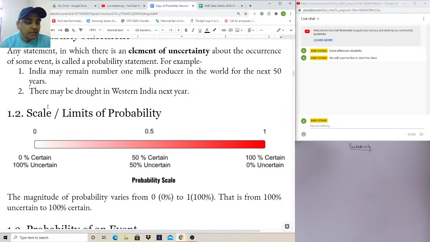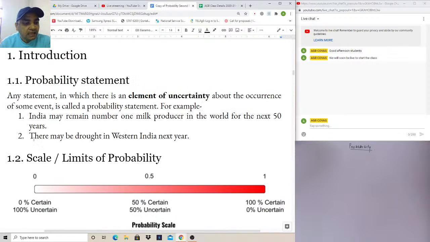Then there is another statement I have written here: there may be drought in Western India next year. We are not certain about that, whether there will be a drought in Western India next year or not. So when a statement has an element of uncertainty, we call it a probability statement. If the occurrence of an event becomes certain, then there remains no question of probability. To calculate probability, there should be some element of uncertainty.